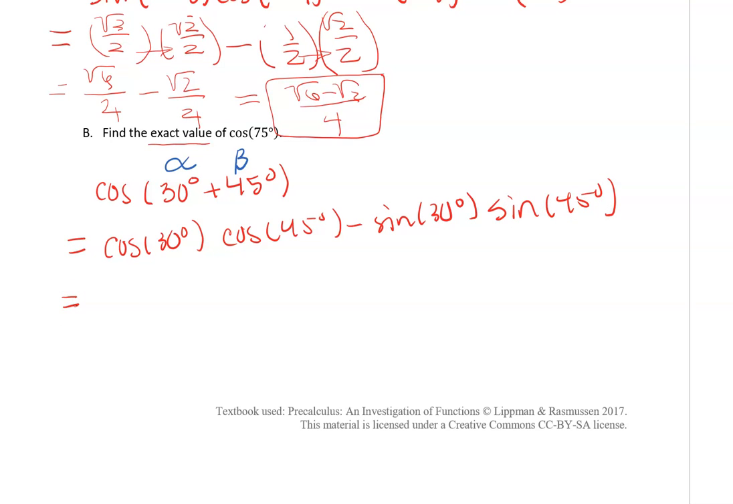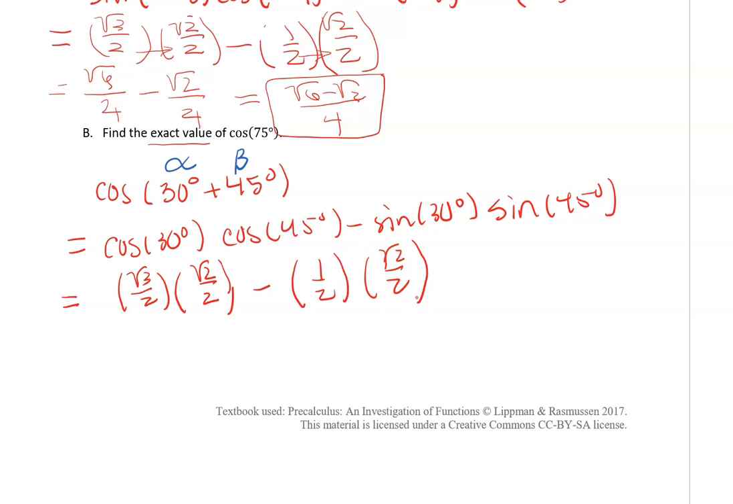So using my unit circle, this gives me square root of 3 over 2 times square root of 2 over 2 minus sine of 30, which is 1/2, times sine of 45, which is square root of 2 over 2. If you have not gotten a hang of using that unit circle, please reach out. Let me work with you and let's get you there.